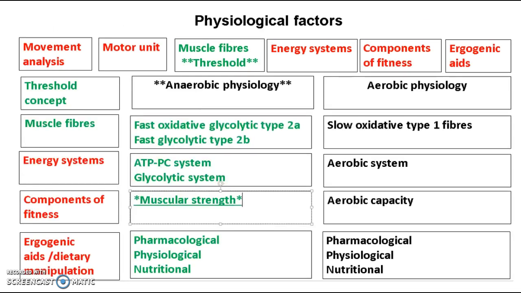So if we have a look over to here, you can see where we've gone so far. We've looked at our threshold concept here, as well as movement analysis and motor unit, and then we've gone down to our muscle fibers, fast oxidative glycolytic 2A, glycolytic 2B, ATP-PC system, glycolytic system. Now we're into the components of fitness that are used when we're performing high intensity contractions. So we're into muscular strength. We need to really dig into this now, and then after that we'll have a look at our ergogenic aids that can increase the performance of muscular strength. So let's have a look at them.